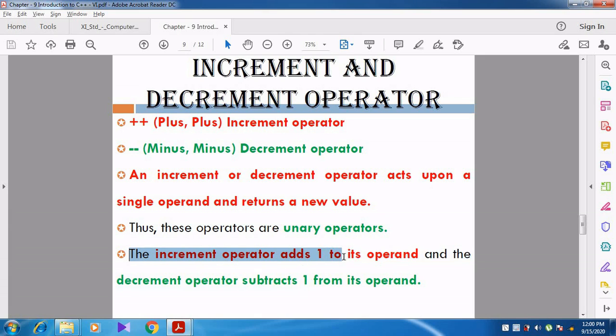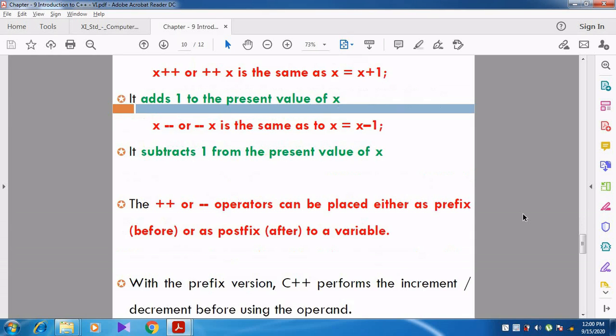What is meant by increment? The increment operator is used to add plus 1 to its operand, and the decrement operator is used to subtract 1 from its operand. So always remember that increment operator means add plus 1. Decrement operator means subtract minus 1. Can you understand, students?